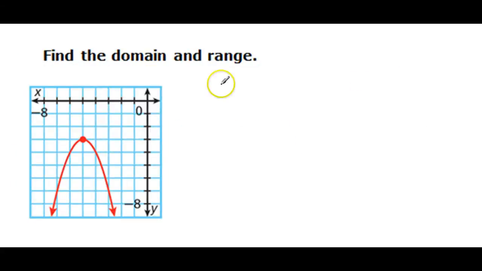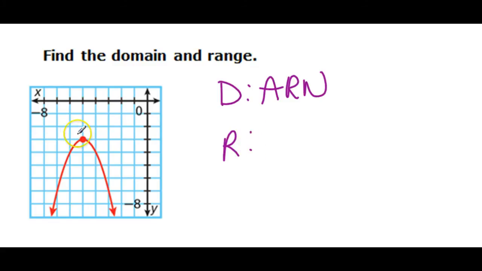Okay, again, your domain. Think about what we just said. Any real number. Your range is always going to start or end with your maximum or your minimum. In this case, it is a maximum, and it's at -3. So all of your y values have to be less than or equal to -3. And that is it.